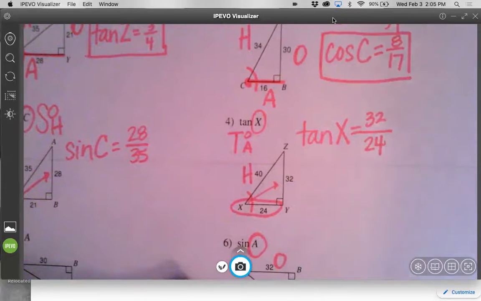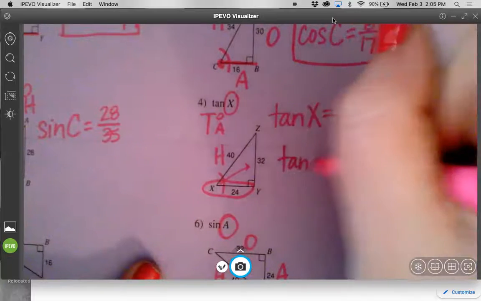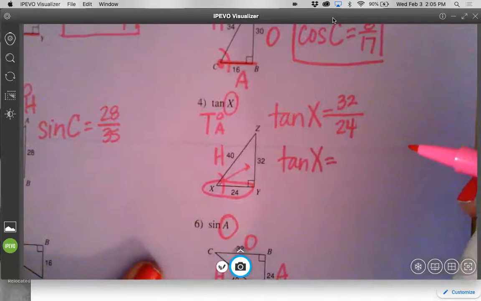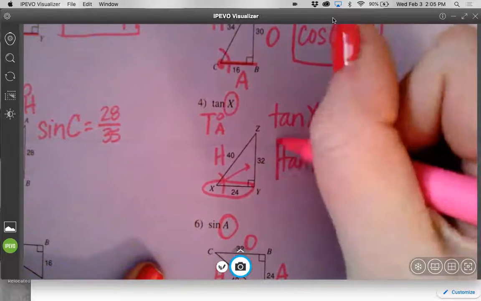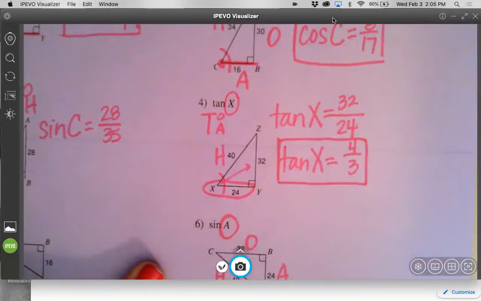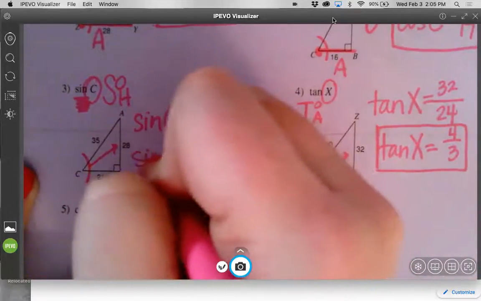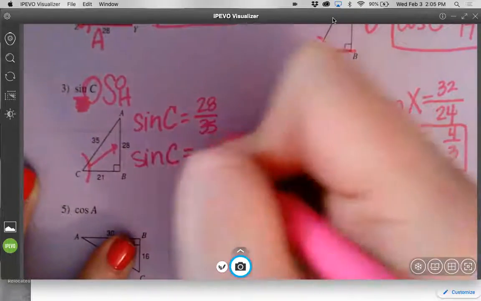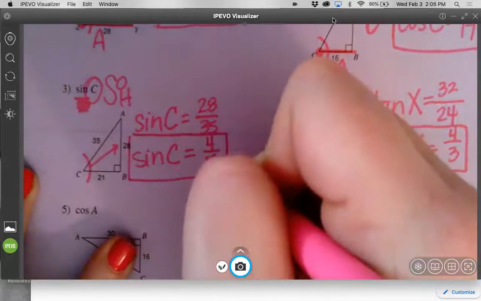And you can simplify those. I didn't simplify number 3 because we were kind of explaining stuff, but you can do both. 8 times 4 is 32, and 8 times 3 is 24. And then just to go back and simplify number 3, 7 times 4 is 28, 7 times 5 is 35. There we go.